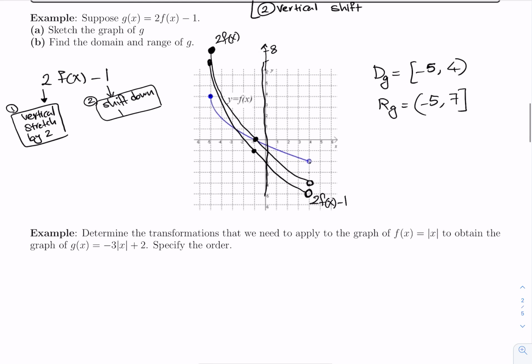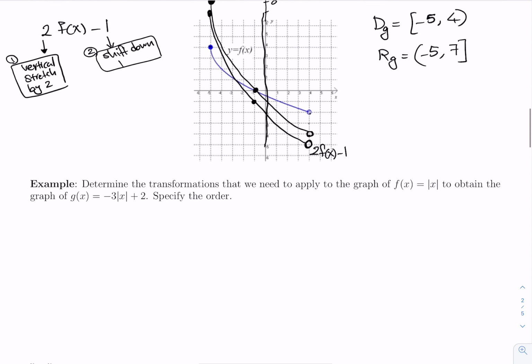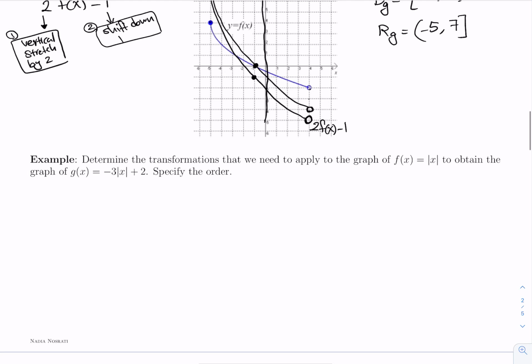Let's take a look at another example. We would like to see what type of transformations we need to apply to f of x equals absolute value of x to get the graph of g of x equals negative 3 times absolute value of x plus 2 in the correct order. Negative 3 times absolute value of x plus 2. Same as order of operations.